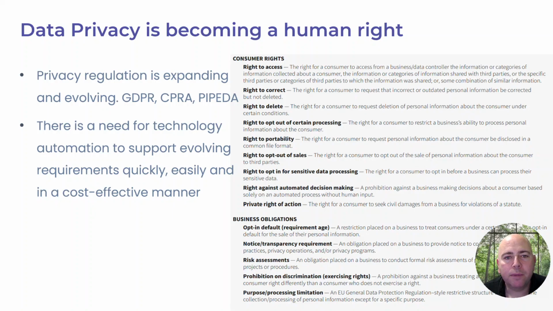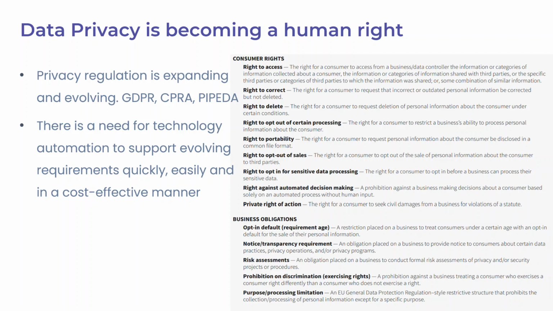Data privacy is becoming a human right. Many countries and regulatory bodies in the world are creating or evolving their privacy regulations. GDPR, CPRA, PIPEDA in Canada are all good examples of why regulation is important. Because of that, there is a need for organizations to create a technology automation to support the evolving requirements quickly, easily, and in a cost-effective manner.